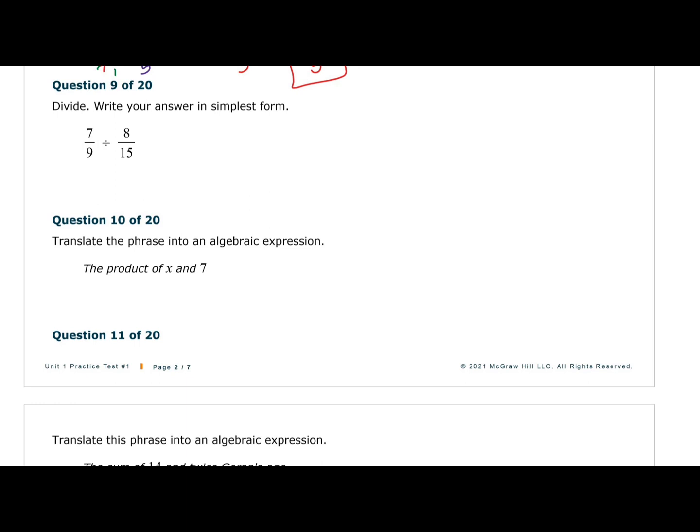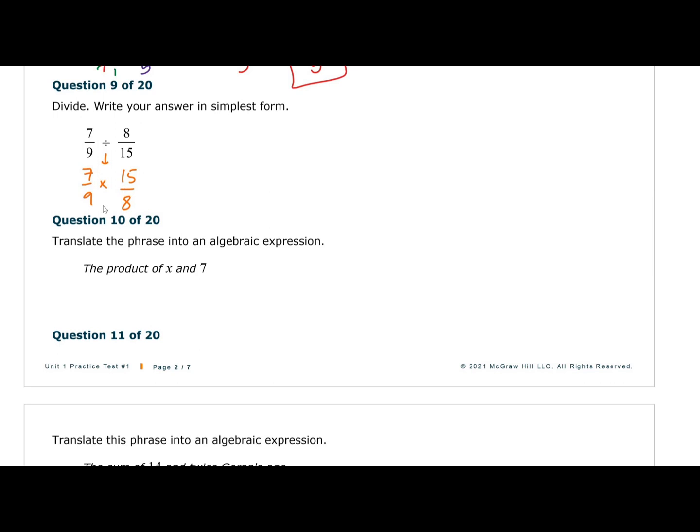To divide fractions, you're going to do keep, change, and flip. We keep the first fraction, we change the division to multiply, and we flip. It's 15 over 8. Okay, and then we can either multiply straight across or we can reduce our fraction.